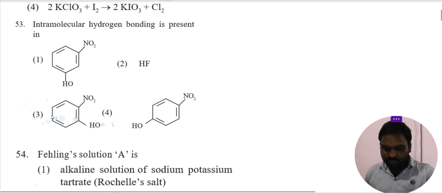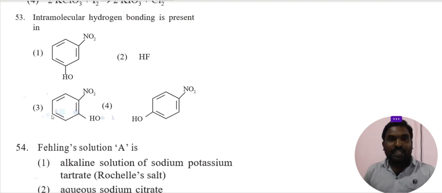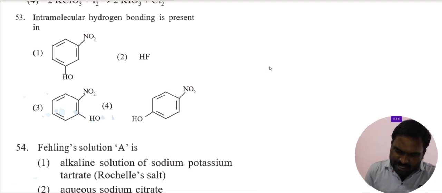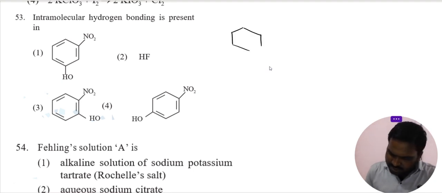Now 53rd question. Intramolecular hydrogen bonding is present in. Intramolecular means within the same molecule. Hydrogen bonding takes place within the same molecule. So which option is the right answer here? Option 3 is the right answer.